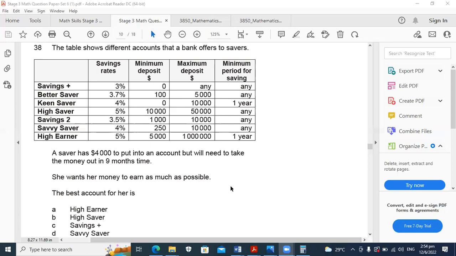Okay, Jamisha. You're saying higher earner.